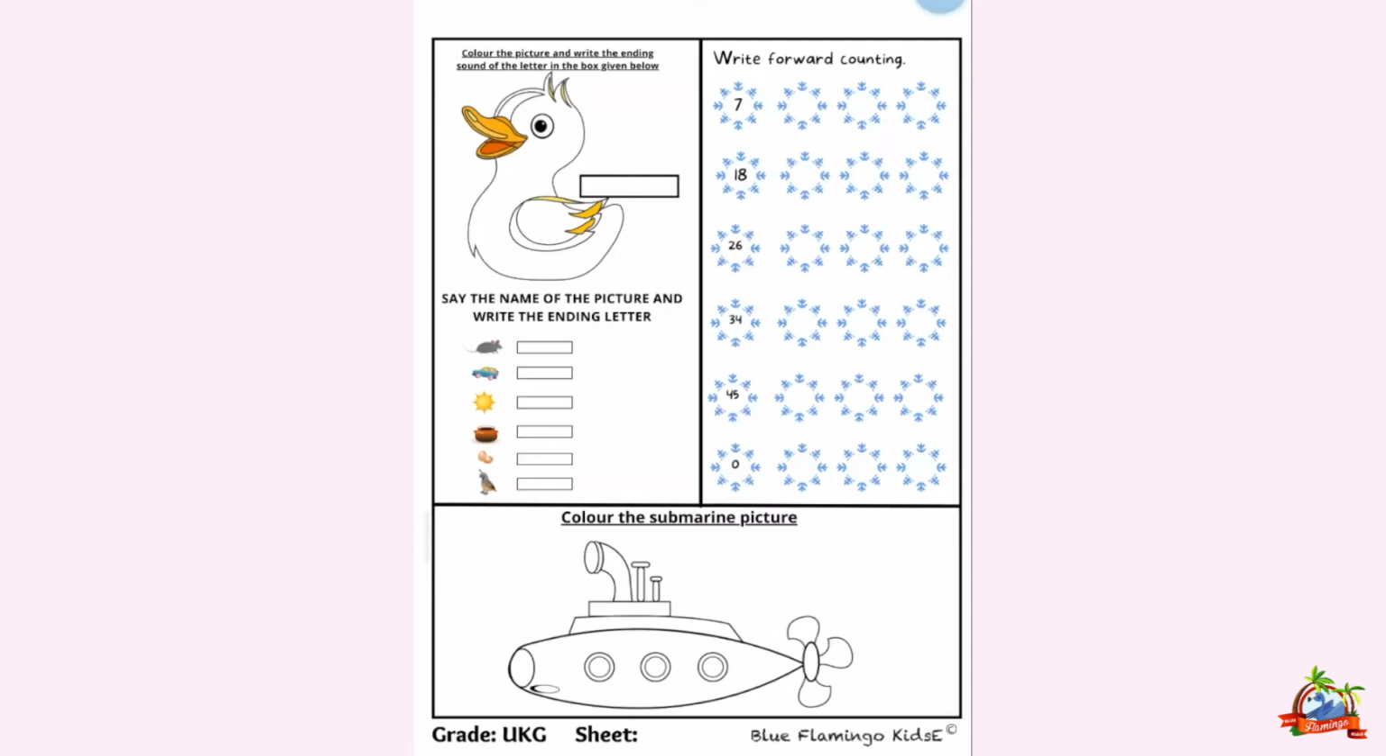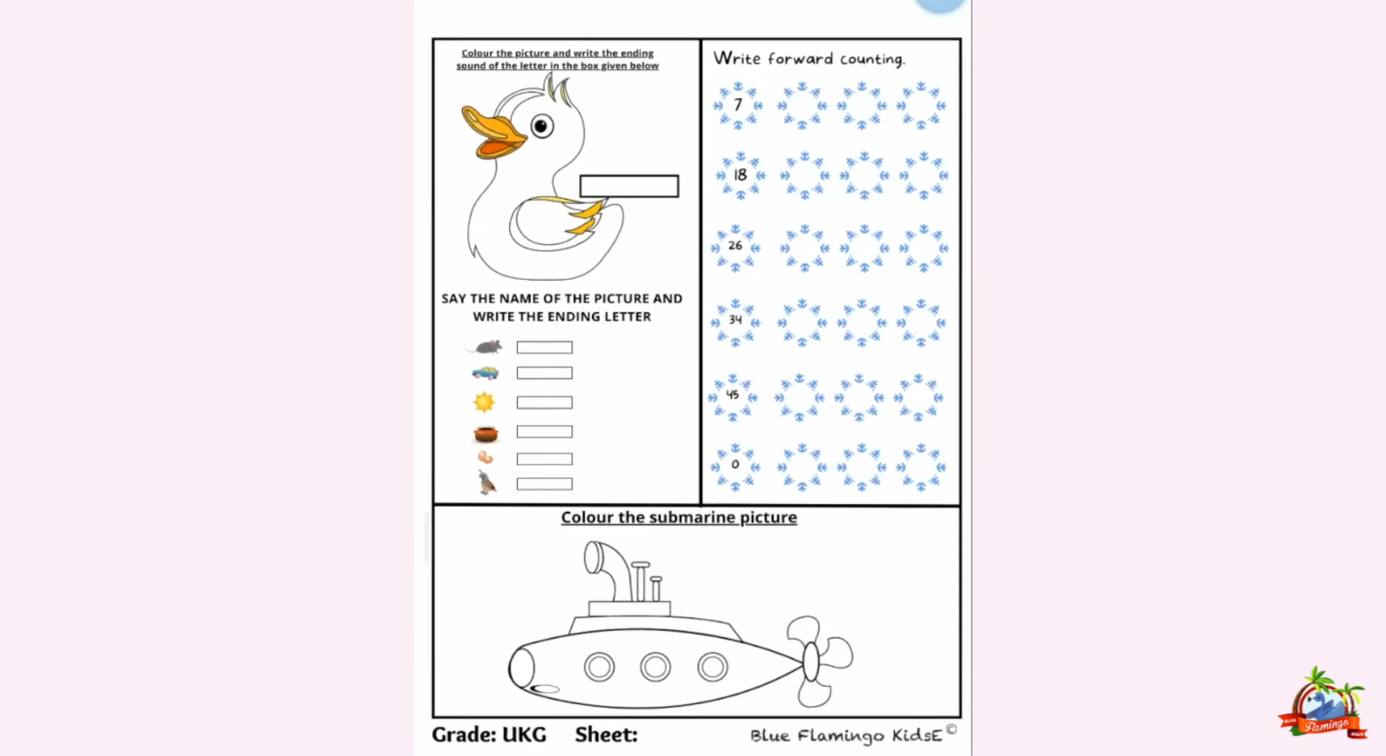Next picture is of a car. C A R. Car. So the last letter is R. So box में हम क्या write करेंगे? R. Now let us revise A to Z with one spelling.